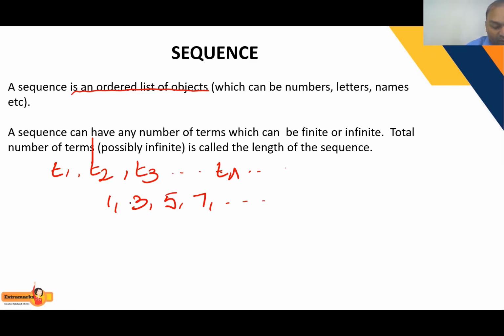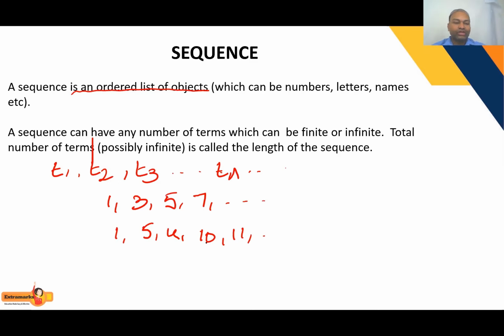You see one more example. Say for example 1, 5, 4, 10, 11, so on. Now here you observe this one. 1, 5, 4, 10, 11, so on is not a sequence because its terms have not been written according to some definite rule. So we cannot find its 8th term or 10th term, etc. So it is not a sequence.